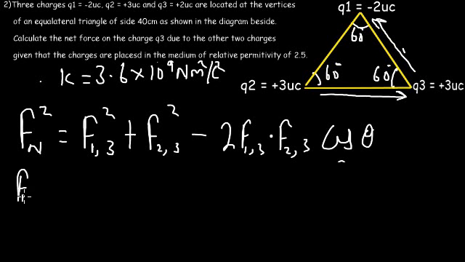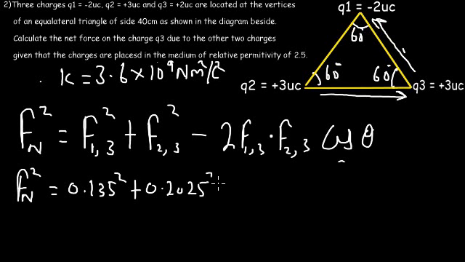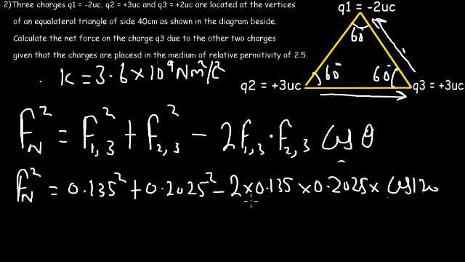So f sub n squared will now be equal to f sub 1,3, which we got to be 0.135, so 0.135 squared, plus f sub 2,3, that's 0.2025 squared, then minus 2 times 0.135 times 0.2025, my bad, then multiplied by the cosine of 120 degrees. So let's type that into our calculator respectively.